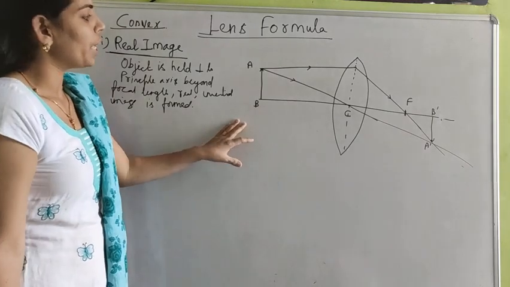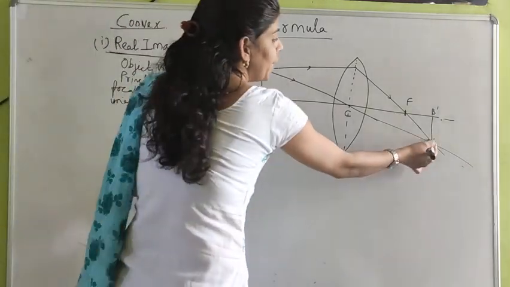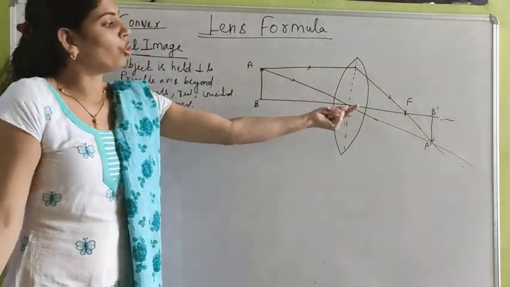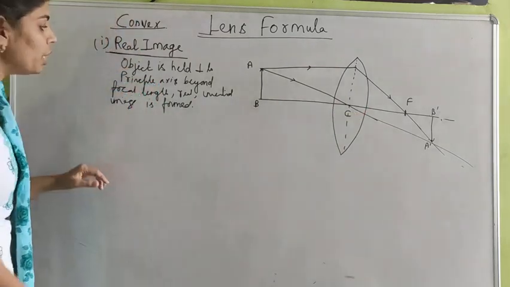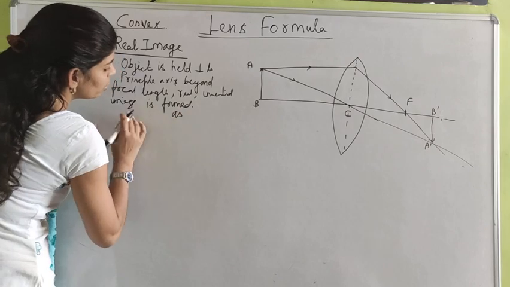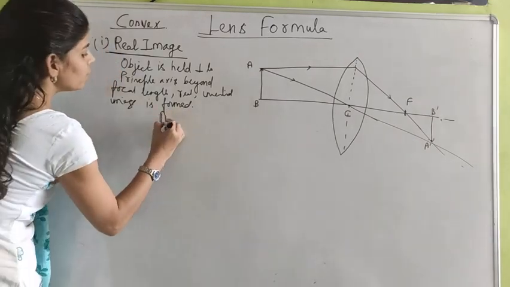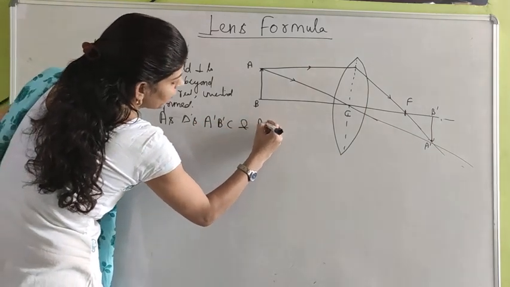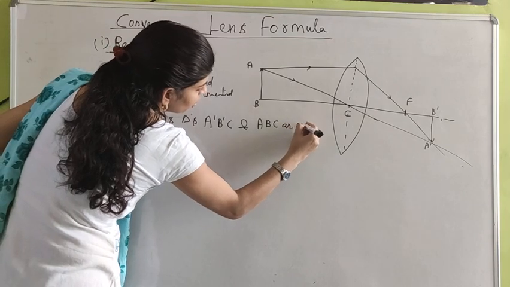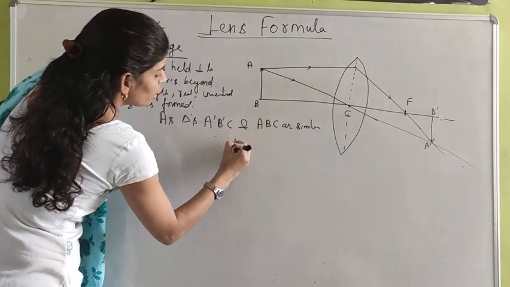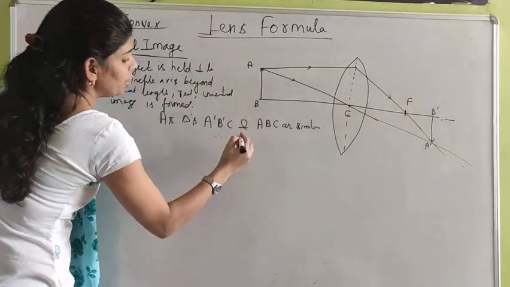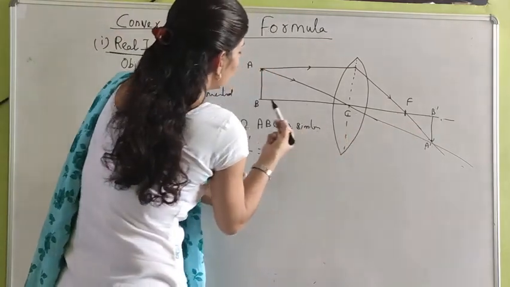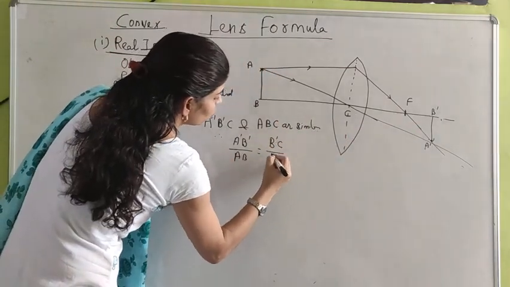We will take two triangles ABC and A dash B dash C. These two triangles are similar triangles. So the ratio of the sides of these two triangles would also be equal. So we will start our derivation like this. As triangles A dash B dash C and ABC are similar, therefore A dash B dash over AB is equal to B dash C over BC. This is the first equation.